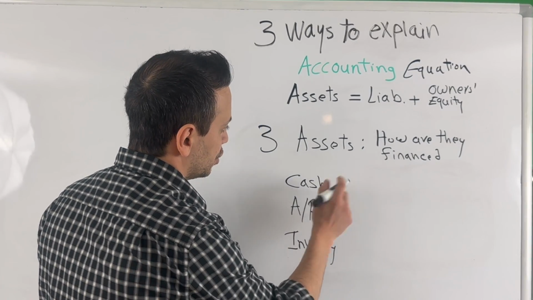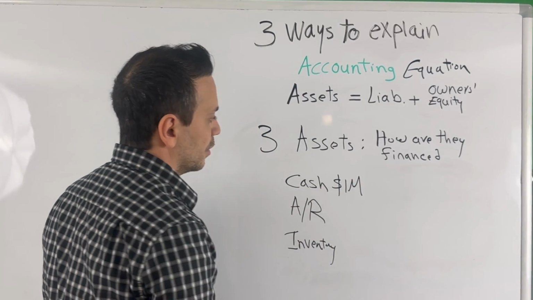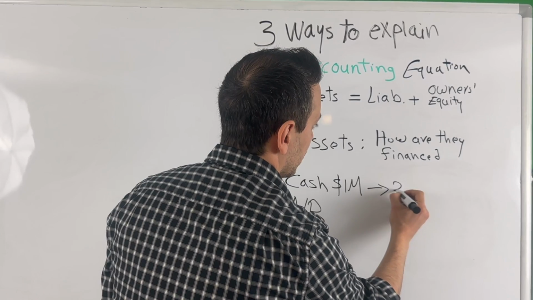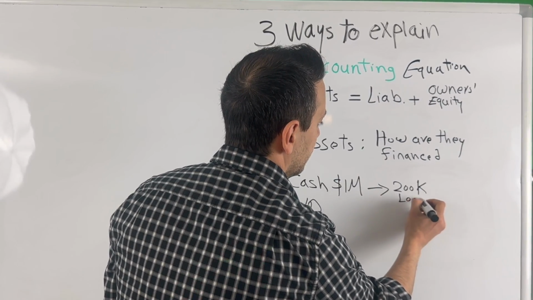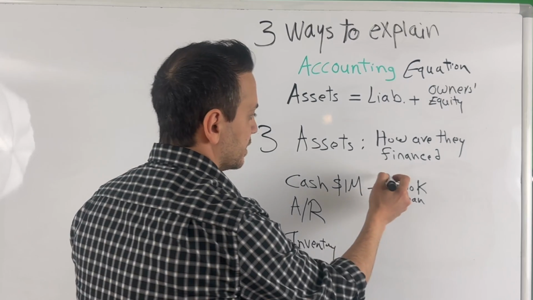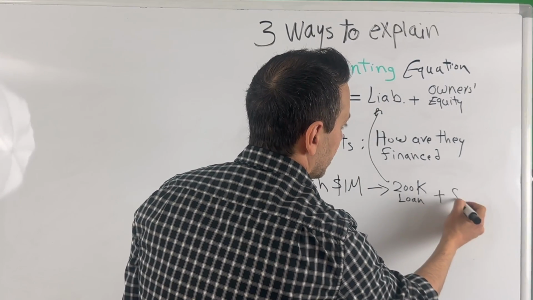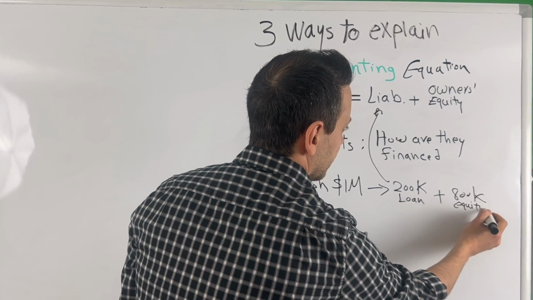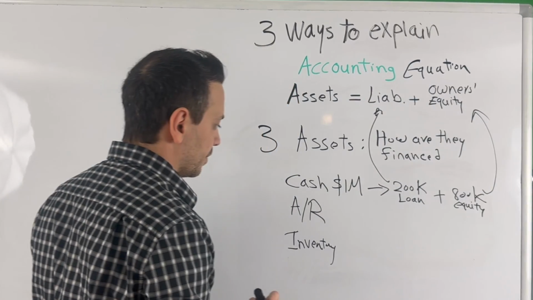So with cash, we have $1 million, right? With the $1 million, you could have a $200K loan from the bank, right? So that's going to be a liability, right? And then you have $800K equity, right? So this is an investment from the owners of the company, right? So this is equity, right?